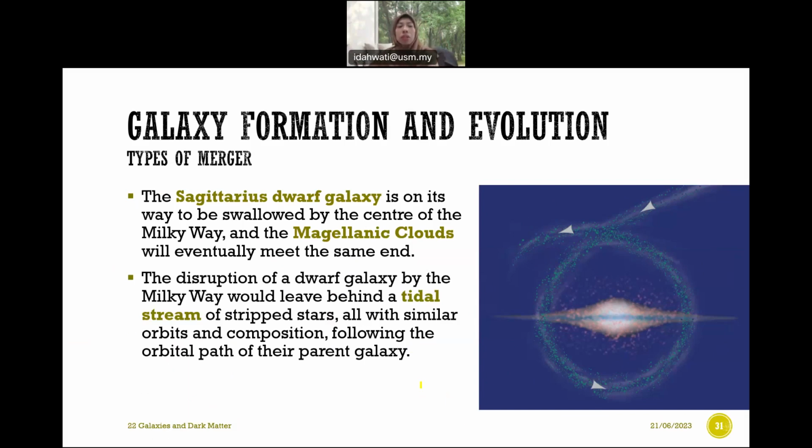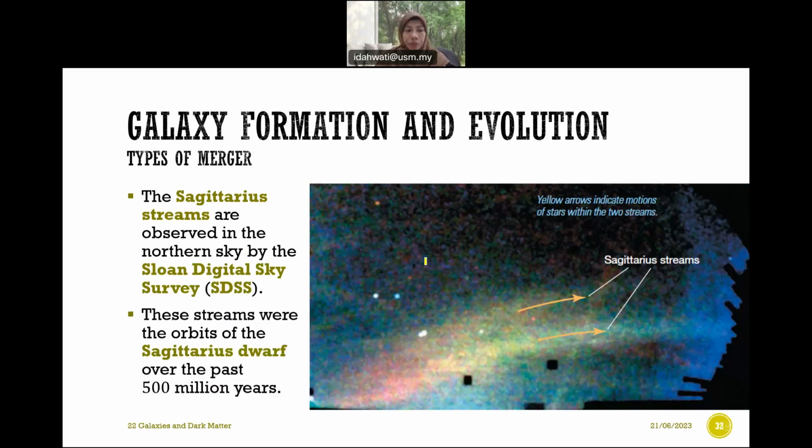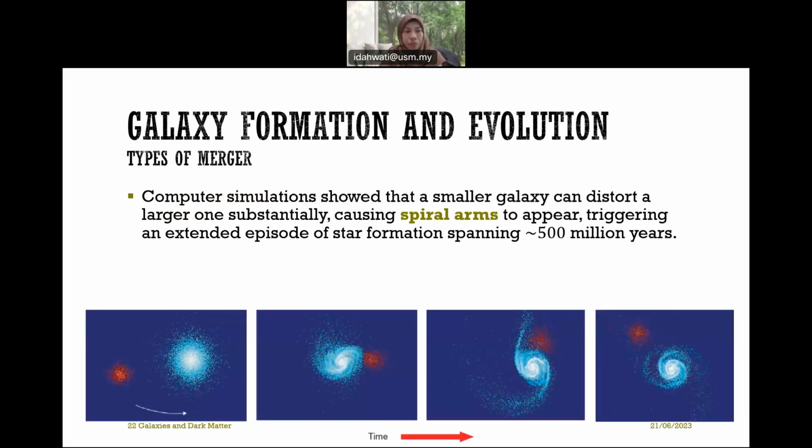The disruption of a dwarf galaxy by the Milky Way would leave behind a tidal stream with a similar orbit and composition. Now we have the Sagittarius stream, observed in the SDSS, and this stream will orbit the Sagittarius dwarf over the past 500 million years.